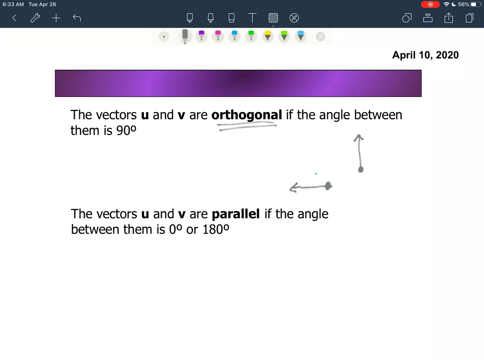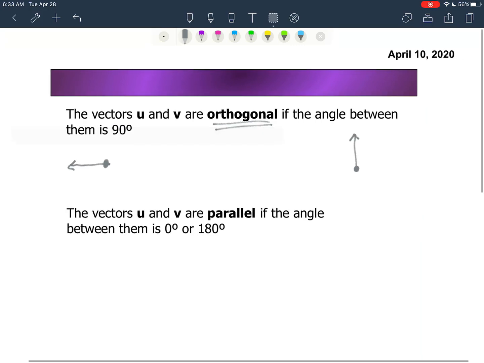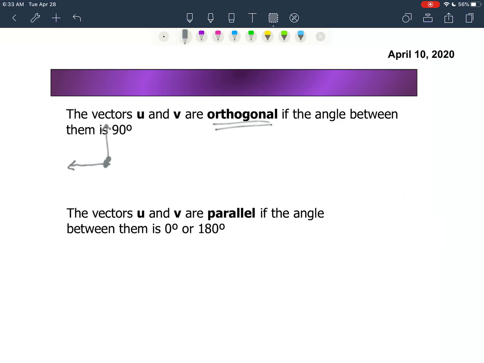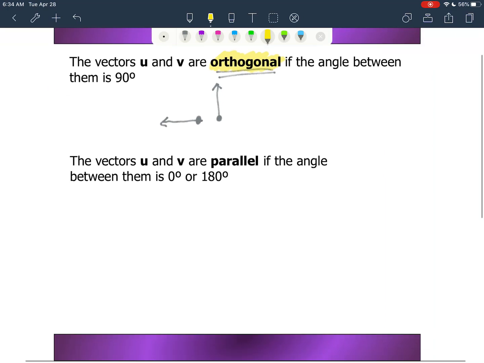So these two vectors right here, one is over here, one is way over there. Those two vectors would be considered orthogonal. And the reason being is because when I do bring them together, I can clearly see the angle between them is 90 degrees. So when you have an angle between two vectors that is 90 degrees, we use that really cool word and say that the vectors are orthogonal. Love that word, orthogonal.